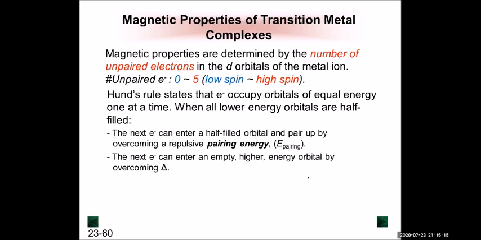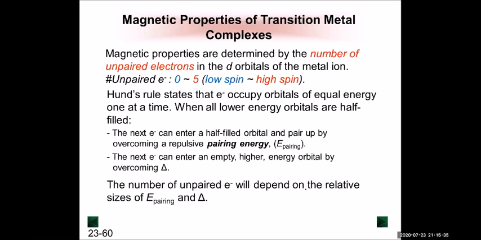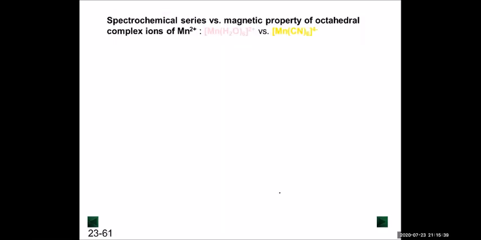If the pairing energy is larger than the delta, then the electrons will not pair. If the delta is larger than the pairing energy, as with a strong field ligand, delta will be large. With a weak field, delta is small. And when the delta is large, then the electrons will pair instead of taking different orbitals. That's the relation between the pairing energy and delta.